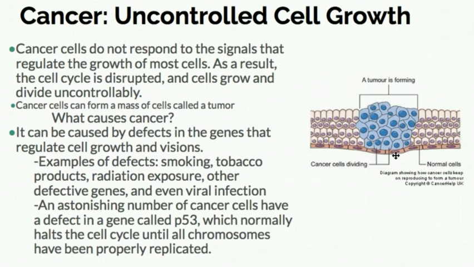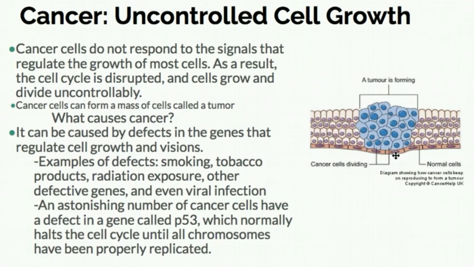So what causes cancer? Well, there are quite a few things, and it can be caused by defects in the genes that regulate cell growth and division. Now, a couple examples of causes: smoking, tobacco products, radiation exposure, other defective genes, and even viral infection. An astonishing number of cancer cells have a defect in a gene called P53, which normally halts the cell cycle until all chromosomes have been properly replicated.